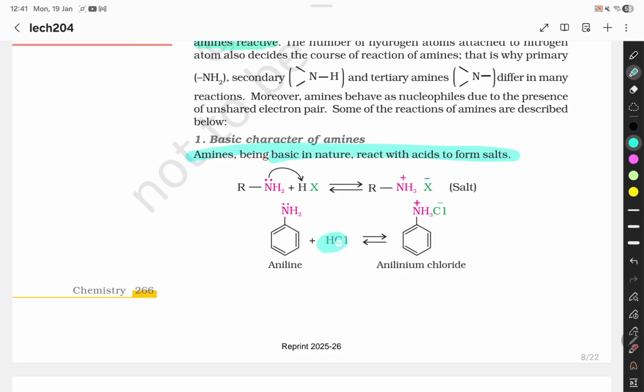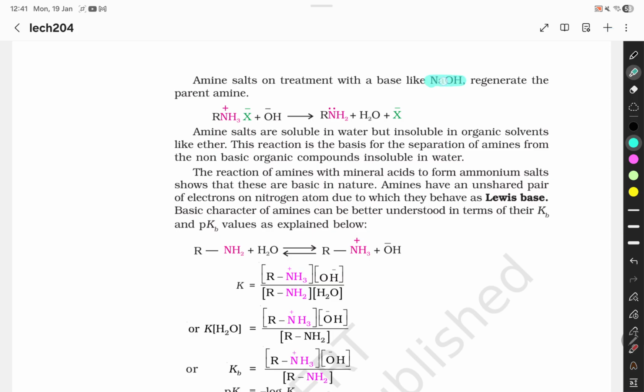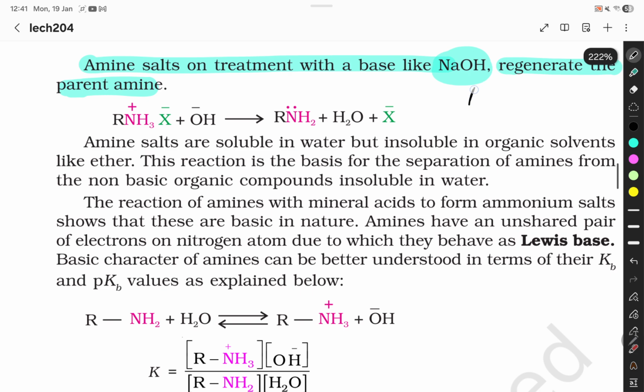It can create salts with HCl. It regenerates the parent amine after using a base like NaOH. It regenerates, guys. This is PYQ. Basically, it's actually far stronger than NaHCO3 also, as an acid. This is a conjugate acid, right? It's actually stronger than NaHCO3 also.